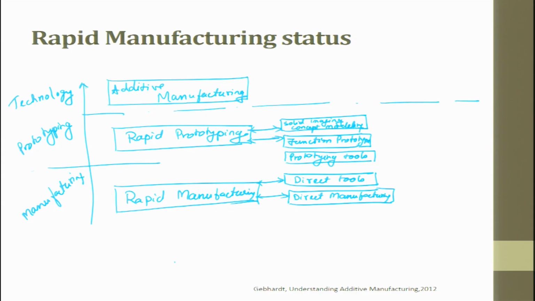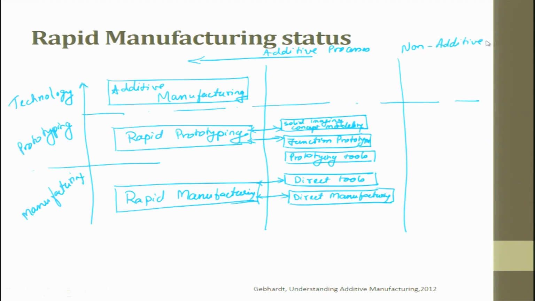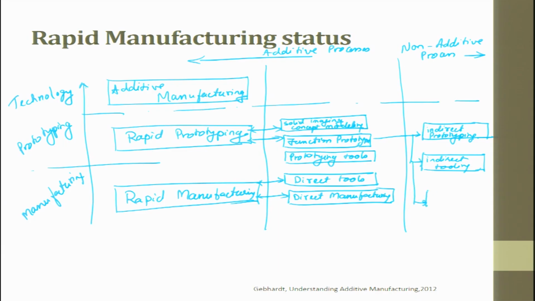Okay, and I will again divide this so that it becomes easy for understanding. So this portion is additive manufacturing, additive processes, and here we have non-additive processes. Okay, so from here I would like to go for indirect prototyping, and then we have indirect tooling, and then we have indirect manufacturing.